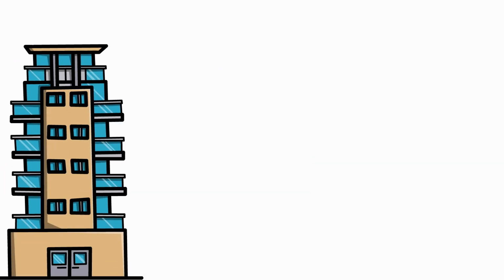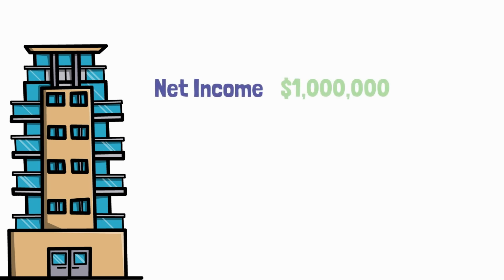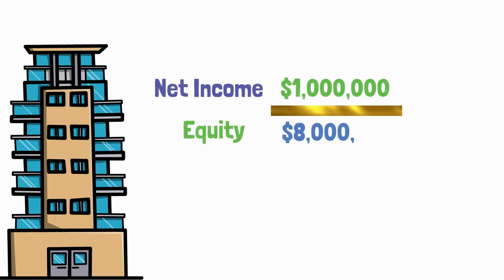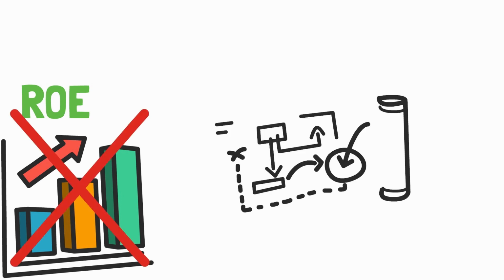So let's say I have a company and the net income is $1 million and the equity is $8 million. The return on equity would be 12.5%. Understand that a high return on equity might not necessarily be a good thing, as companies can manipulate their figures.